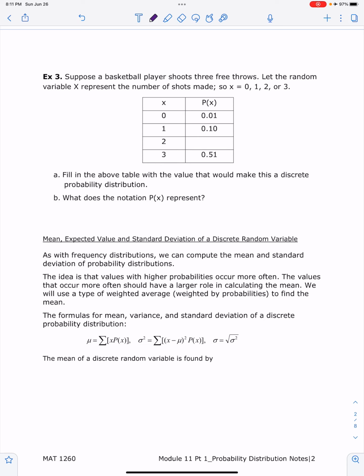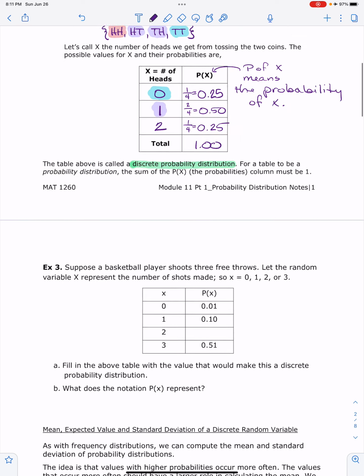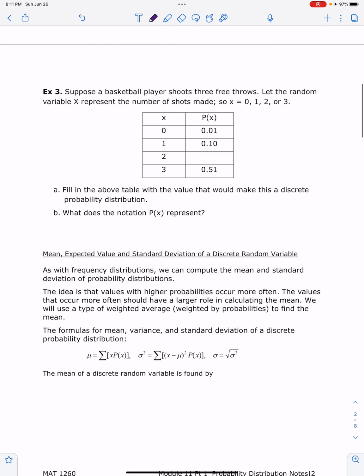These are the Module 11 Part 1 notes. We're talking about probability distributions. This is page 2. So example 3, example 2, example 1. Okay.